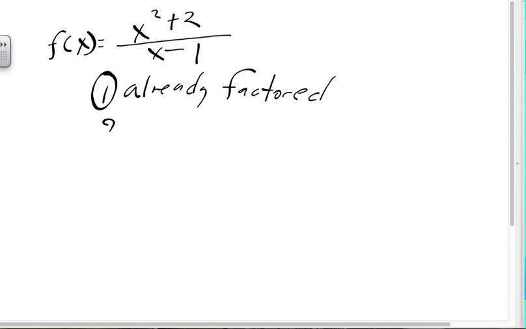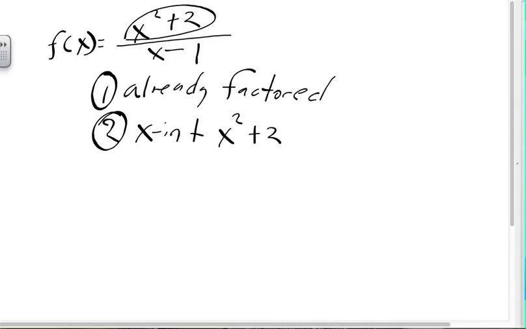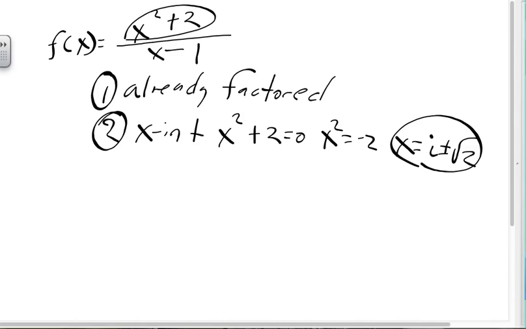So step 2, my x-intercepts, which is what makes the numerator 0. So I have x squared plus 2 equals 0. x squared equals negative 2. x equals plus or minus i times the square root of 2. It's imaginary, so I've got no x-intercept. All right, y-intercept, I just plug in 0.